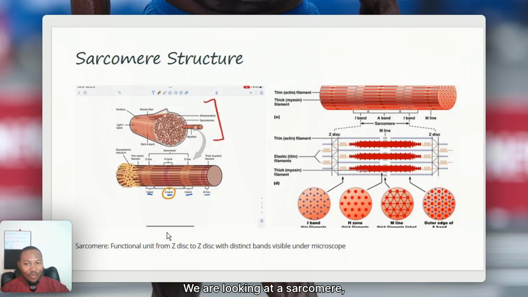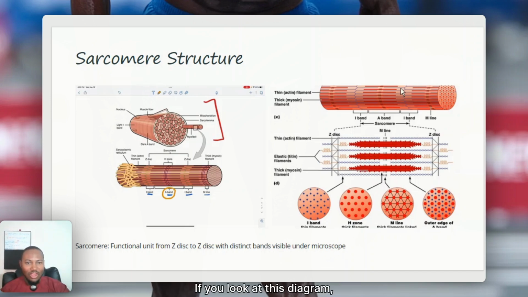We are looking at a sarcomere, right? A sarcomere is a functional unit from Z disc to Z disc with distinct bands visible under the microscope. That is what a sarcomere is. Then we ask you a question in your exam: what is a sarcomere? You must know that a sarcomere is that unit between a Z and another Z.